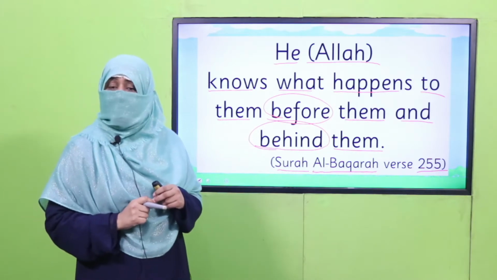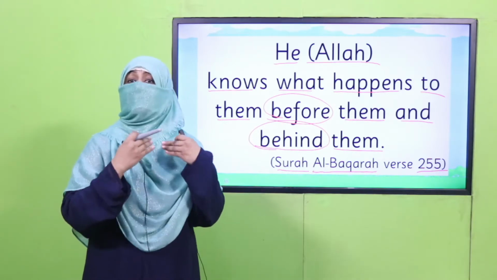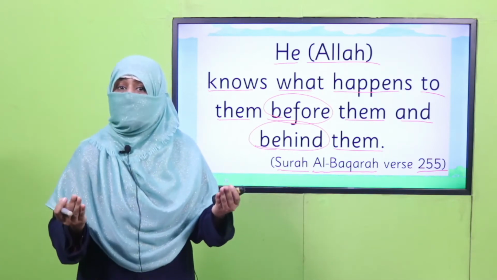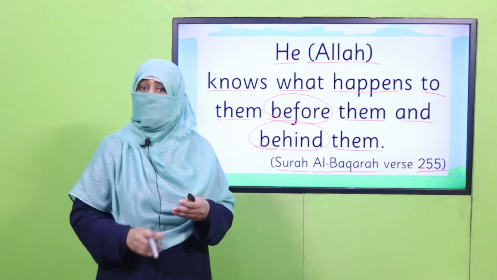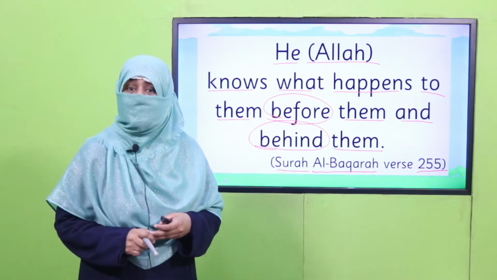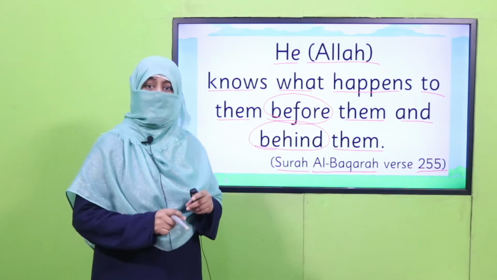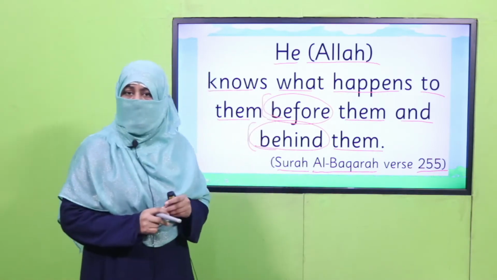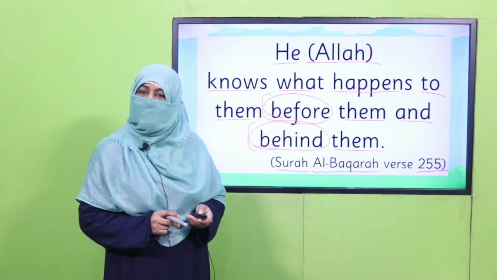Allah is saying Allah knows whatever is before us. So we can also see whatever is happening before us. But whatever is happening behind us, we don't have power to see. But who can see that? Allah subhanahu wa ta'ala. So here, these words before, behind are position words. So we'll learn further about it.